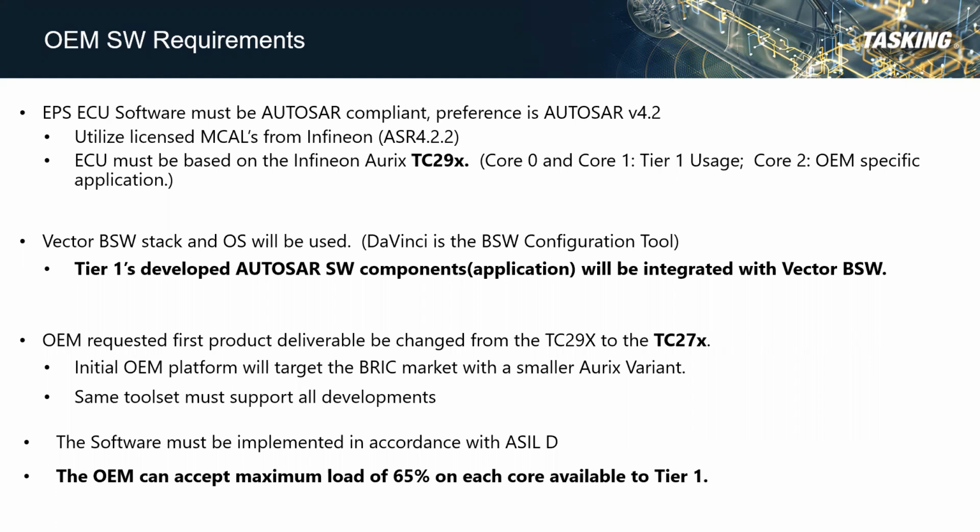Tier 1 was trying to integrate their application source code along with the Infineon MCAL as well as the Vector BSW stack. In the meantime, what happened? The OEM changed the specification in order to reduce the current consumption. Initially, they want to release the vehicle in the low-cost BRIC market, which is Brazil, Russia, India, and China. They also want to reduce the cost of the ECU, and they instructed the Tier 1 to change the variant from a TC29X to a TC27X microcontroller.